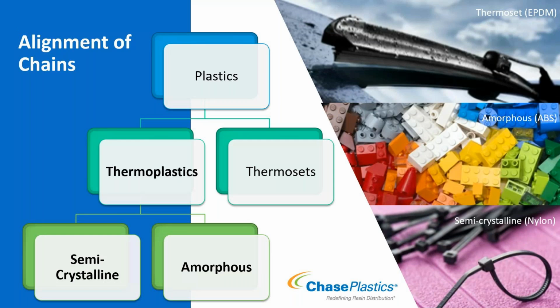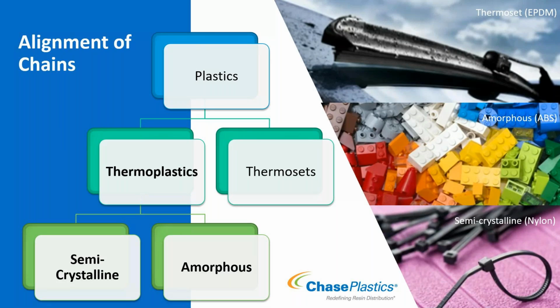And then you have amorphous materials, which fall under thermoplastics, which is going to be stuff like your ABS or an SAN. And then your semi-crystalline materials, which are going to be your different types of nylons. So how they then align themselves, semi-crystalline versus amorphous, we will spend a little bit of time going over that in the next couple slides.